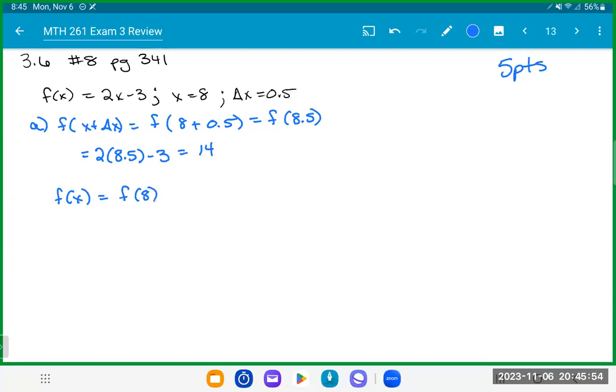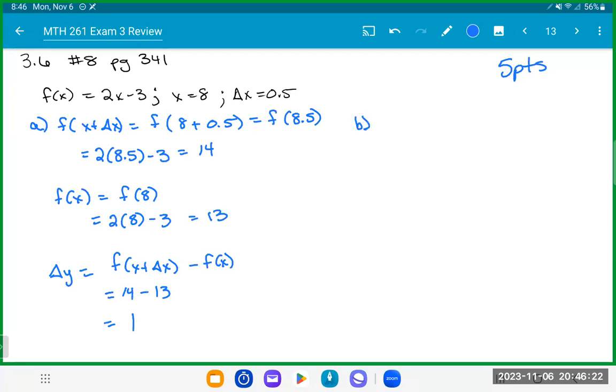So that is evaluating our function at just 8. And so that is 2 times 8 minus 3, which is 13. Okay. So our change in y then is really just f of x plus change of x minus f of x. So that is 14 minus 13, which is 1.